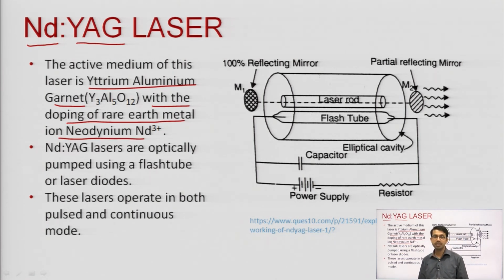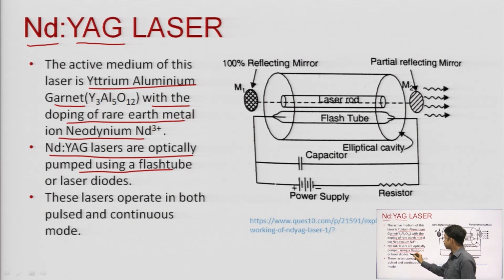So, neodymium is acting as the active material, and yttrium aluminium garnet is acting as the base compound. Again, this is also a doped insulator laser, and it is optically pumped using a flash tube or laser diodes. This laser operates in both pulsed mode and continuous mode. Ruby lasers are normally used in pulsed mode. Okay. So, this is the construction.